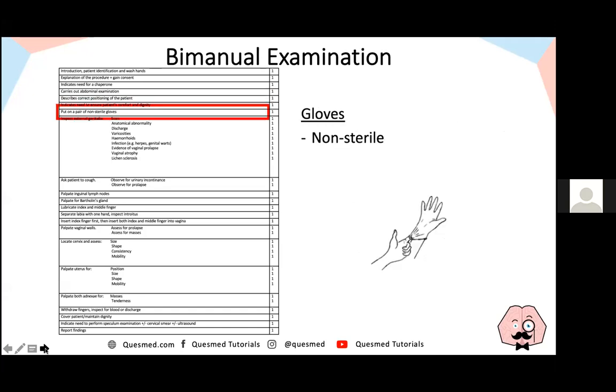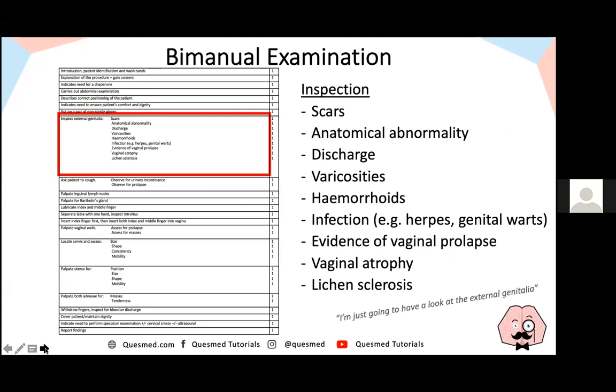We can then don our non-sterile gloves. You don't need to use sterile gloves for a bimanual examination outwith pregnancy. And we would start with inspection of the external genitalia. So here we're looking for any scars, any anatomical abnormalities, any obvious discharge, any evidence of infection, any evidence of skin changes, of atrophy or lichen sclerosus.